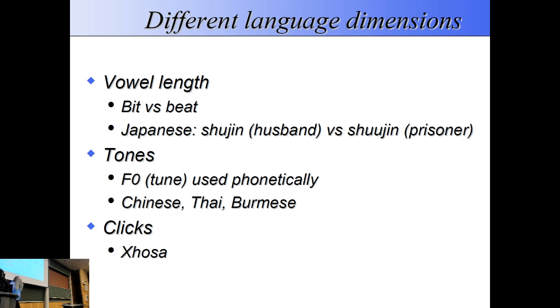There are also clicks, okay, and one of the most famous click-full languages is Xhosa. So that X at the beginning is not a ks or a z, but it's an actual click. Now, Xhosa has four different types of clicks. Okay, so there's one, there's one, and then there's other ones that I can't do. And actually some of the African languages have even got six different types of clicks. If you can tell the difference.